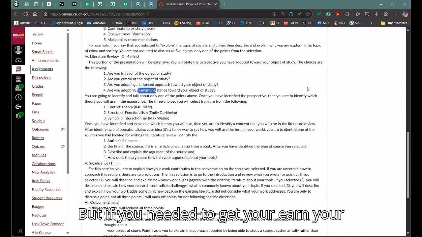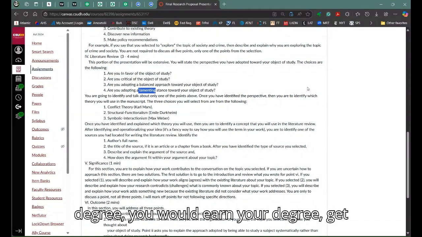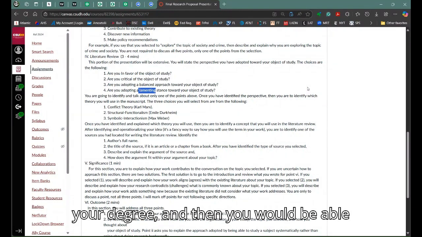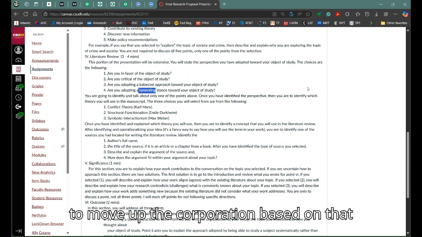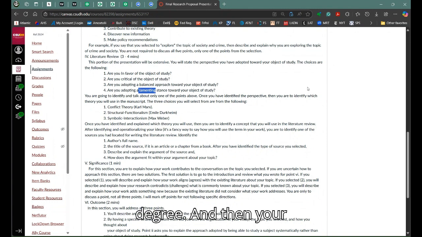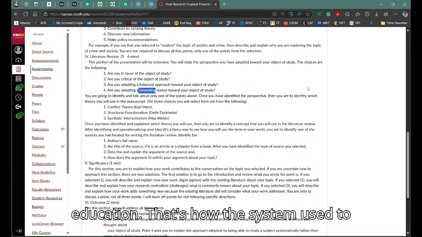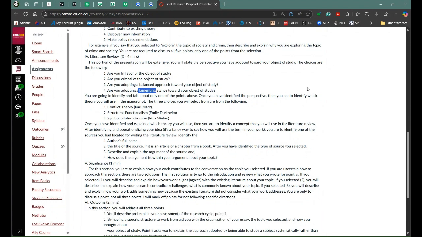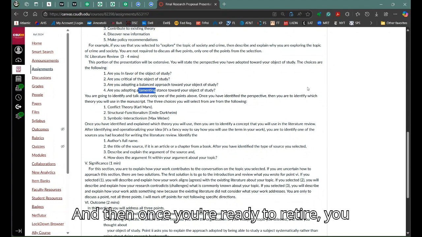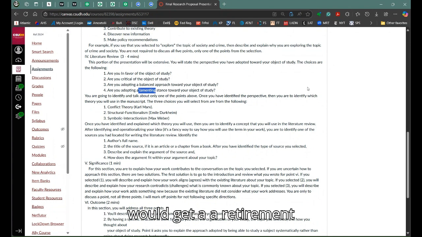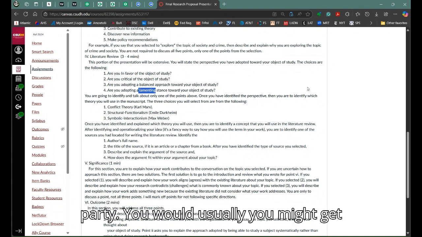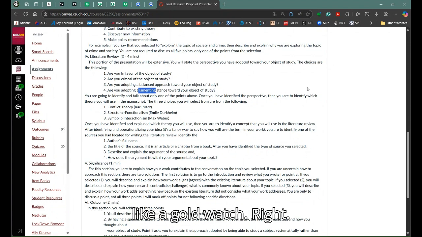If you needed to earn your degree, you would get your degree, and then you would be able to move up the corporation based on that degree, and then your compensation would be commensurate in relationship to your education. That's how the system used to work, right? And then once you're ready to retire, you would get a retirement party. You might get like a gold watch, right?